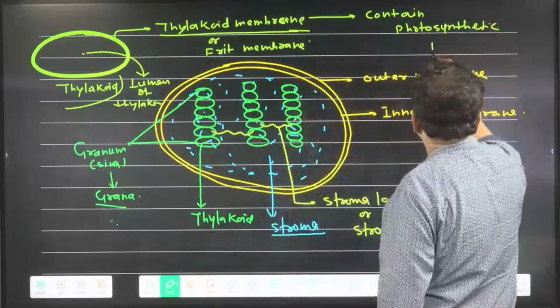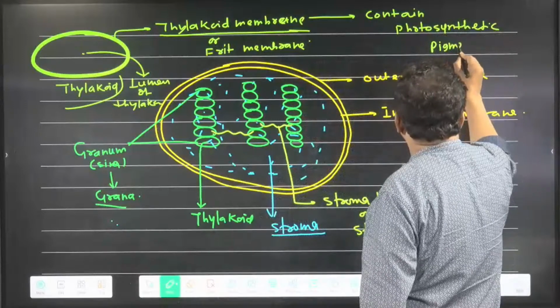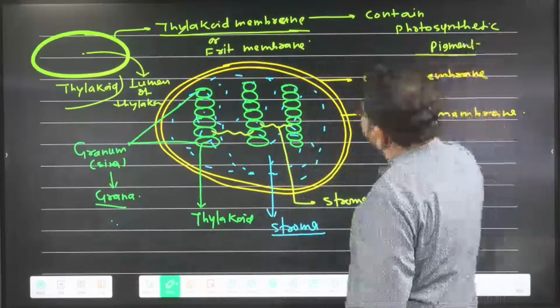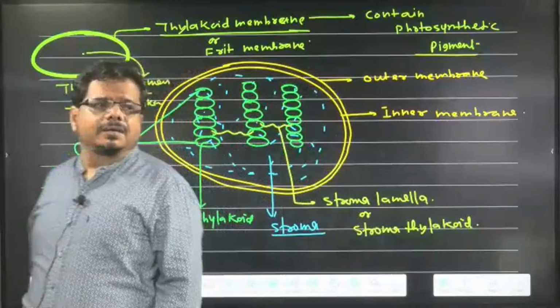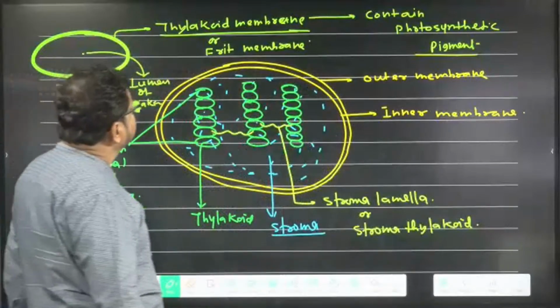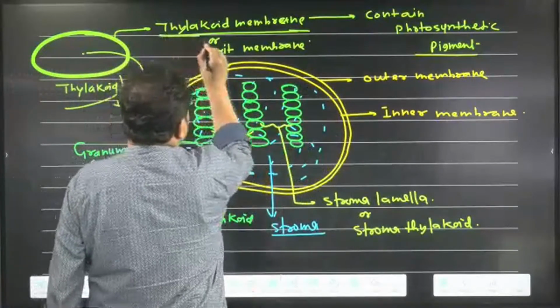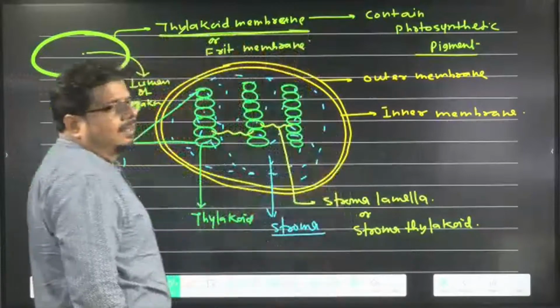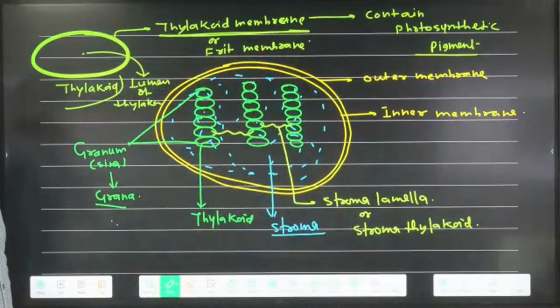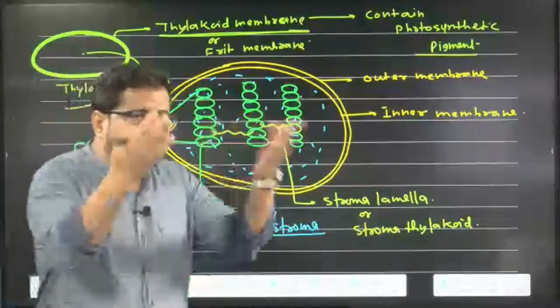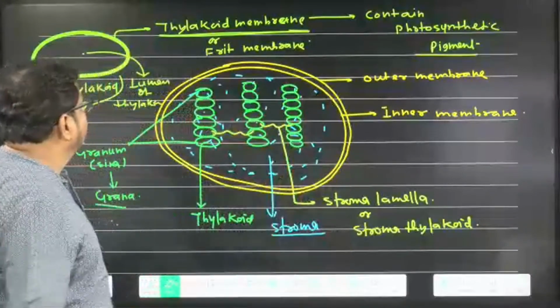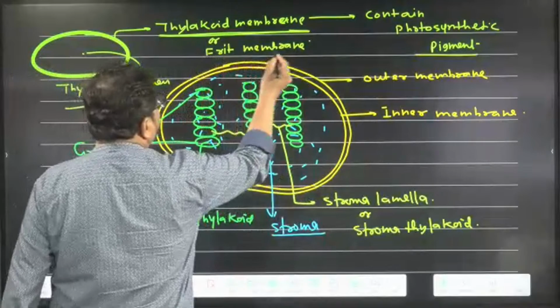Photosynthetic pigment. So if anybody asks you a question about where the photosynthetic pigments are present in the chloroplast, what answer will you give? It is present in the thylakoid membrane. In the photosynthesis chapter, we will discuss it in detail. Got the idea?